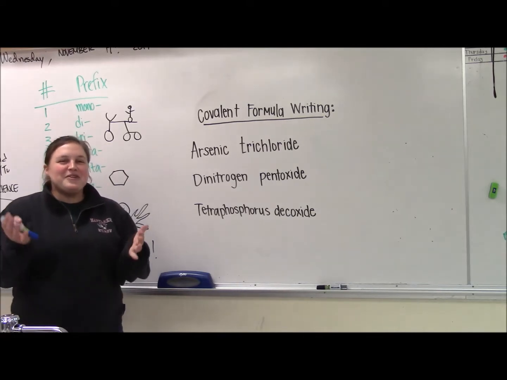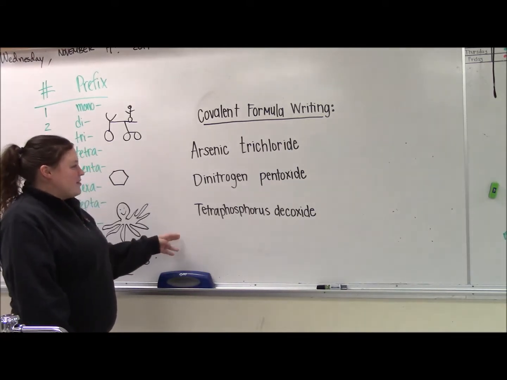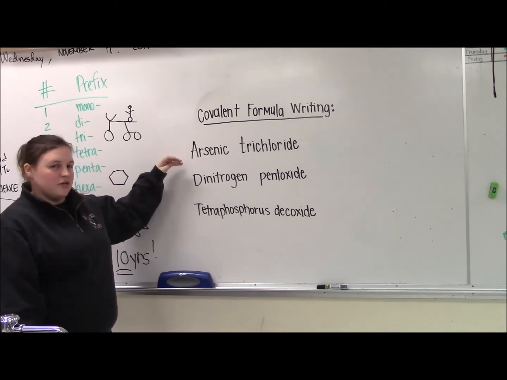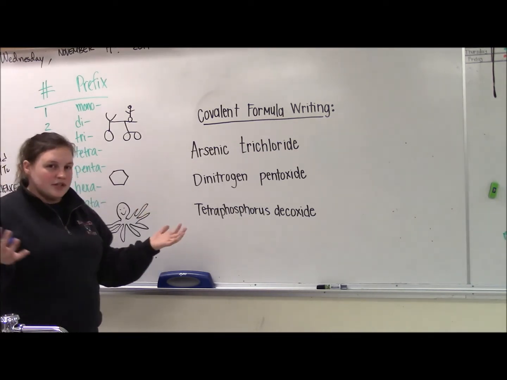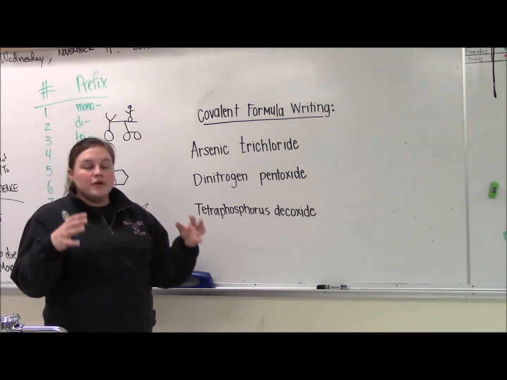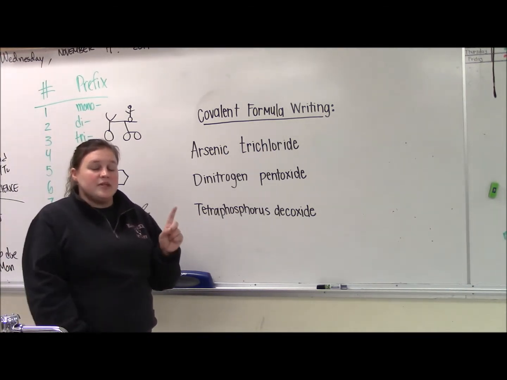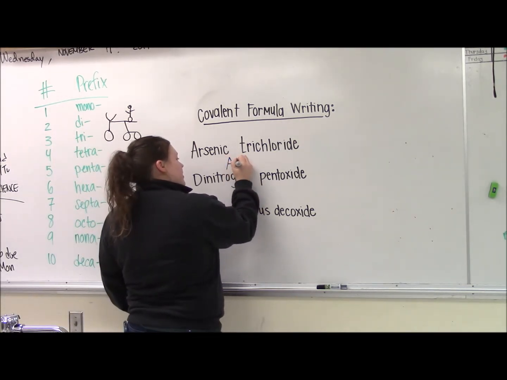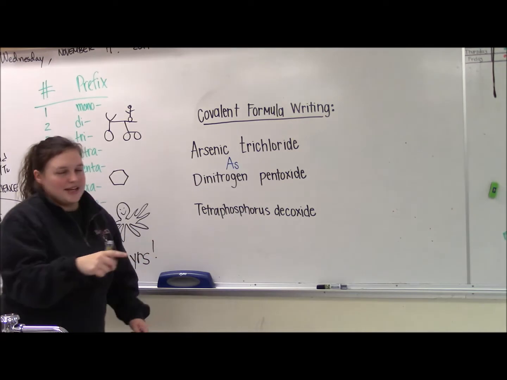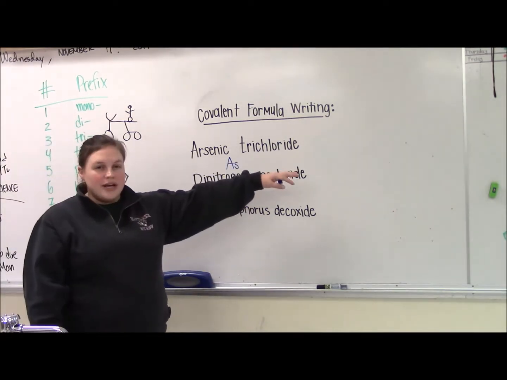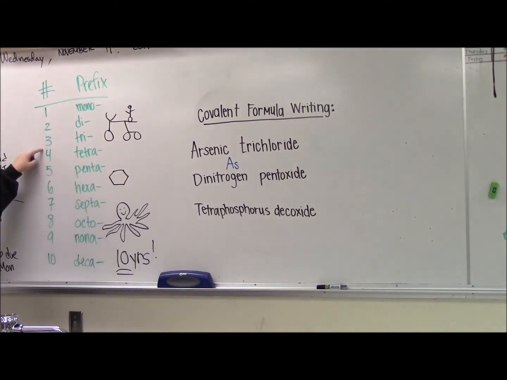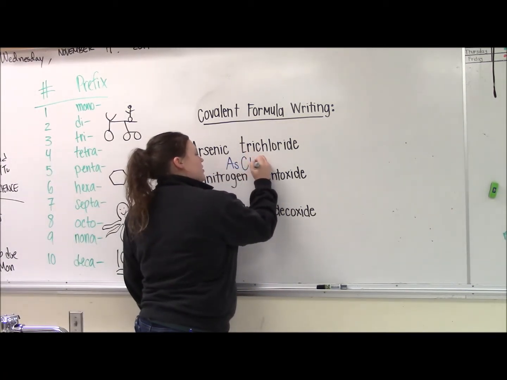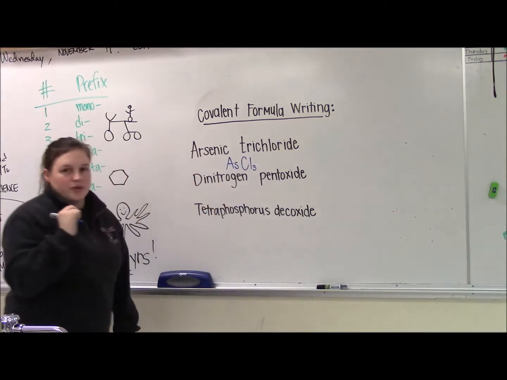All right, so for your 3 practice problems, we have them here on the board. In our first practice problem, arsenic trichloride, arsenic doesn't have a prefix. So remember, in our first nonmetal, if there's not a prefix, that means there's just one. So we would write As, capital A, lowercase s, and then trichloride means that there's 3, because tri means 3, chlorine, so capital C, lowercase l, with a subscript of 3.